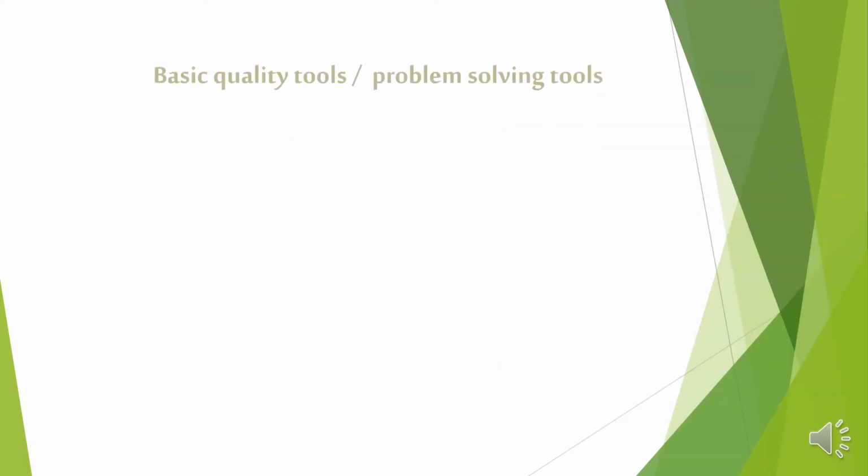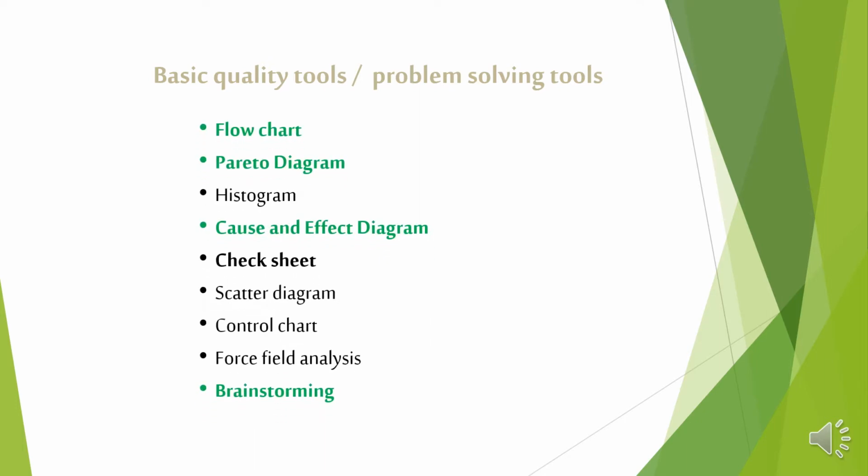The same in quality, we cannot do our job without having some quality tools. We will call them the basic quality tools or problem solving tools. I will offer here a lot of tools by name, but we will explain only 7 tools in this presentation. The most important tools we are using are flowchart, Pareto diagram, histogram, cause and effect diagram, check sheet, scatter diagram, control charts, force field analysis, brainstorming, affinity diagram, 5 whys, and selection matrix.